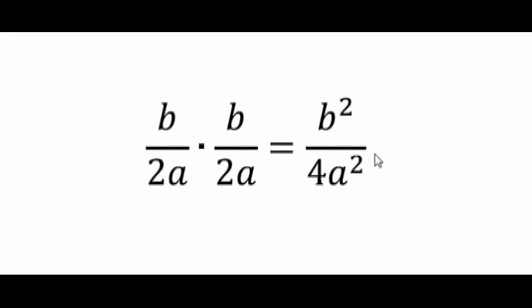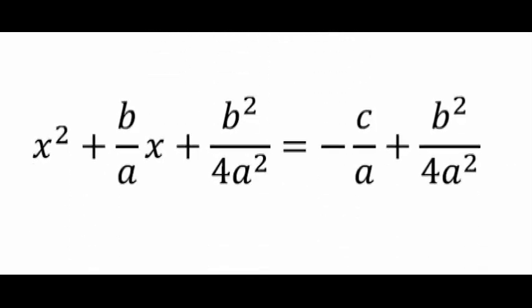So that gives us b squared over 4a squared. And what we're going to do is we're going to take that and add that to both sides of the equation. And that looks like this. So we have now x squared plus b over a x plus b squared over 4a squared, which is what we just figured out, is equal to negative c over a plus b squared over 4a squared. So what you do to one side of an equation, you have to do to the other side of the equation, all right, to balance things out. Okay, so what's our next step?